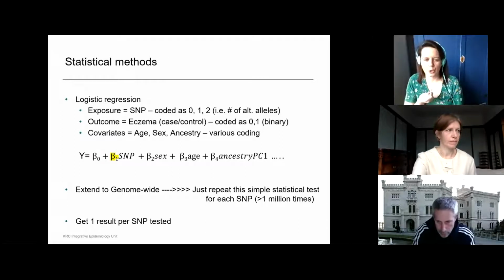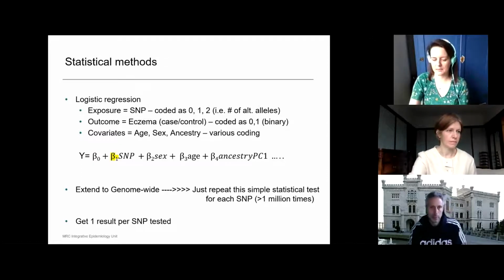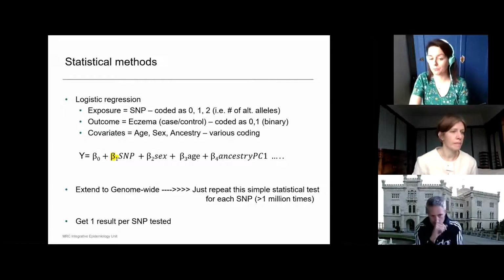So it's nothing complicated. I guess the complication comes from the fact that we don't just study one SNP or one exposure at a time. Because we're doing this in a genome-wide setting, we're just repeating this simple statistical test potentially 1 million times, one for each SNP, and we're getting one result per SNP as our outcome. So very simple statistical test. We're just repeating it many times to get a result per SNP.